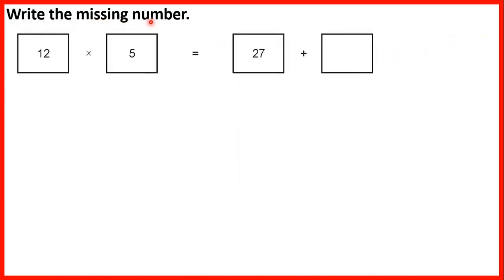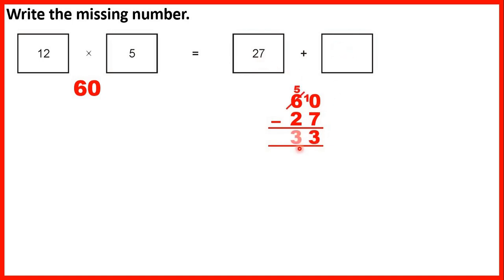Write the missing number. So we have 12 times 5 equals 27 plus something. So we need to have the same value on both sides of the equal sign. So first we can work out that 12 times 5 is 60. So this side of the equal sign will need to give a value of 60 as well. So we have 27 plus something equals 60. And when we have a missing number addition, we can use subtraction to find our missing number. So we can work out 60 minus 27, and that will give us this number here.